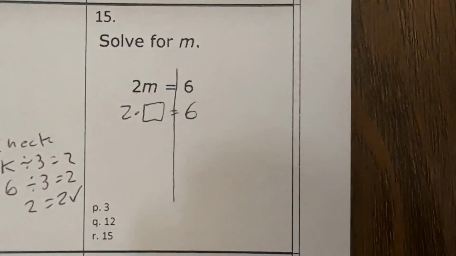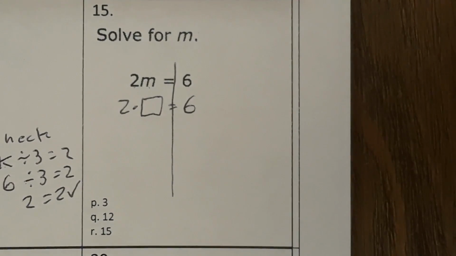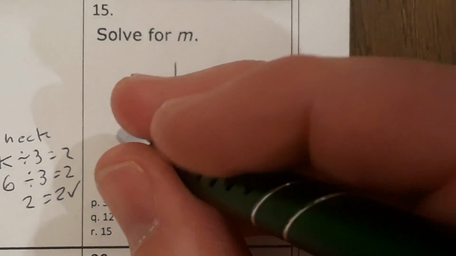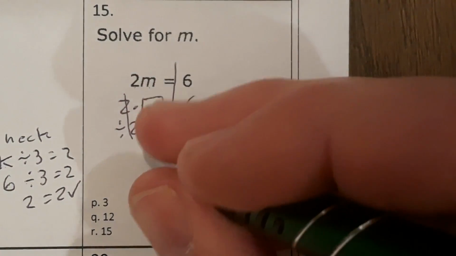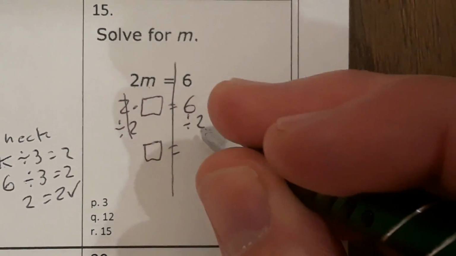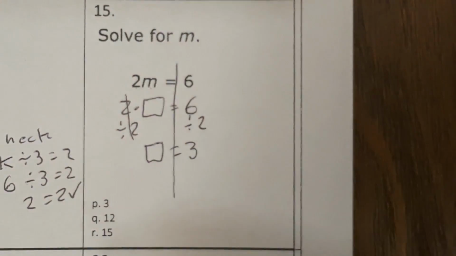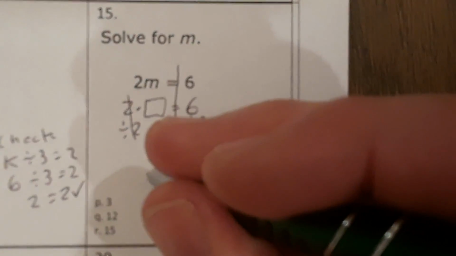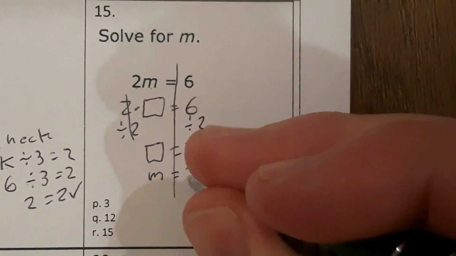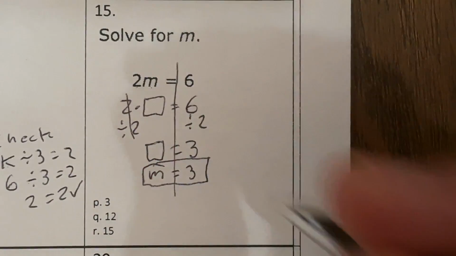Line down the equal sign. Opposite of multiply is divide by 2, so divide 2, divide 2. 2's cancel out. Box comes down, equals 6 divided by 2 is 3. Now think to yourself, well, what did that box represent? And if you said box represented m, that's correct. So m equals 3.